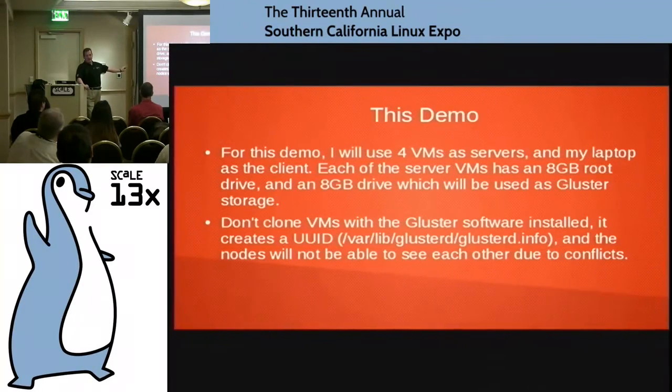Little gotcha. I had forgotten about this when I set the lab up. You can clone VMs, right? Cloning VMs is awesome. Clone the VM before you install the Gluster software, or be aware of the fact that the first time you fire the Gluster software up, it will create a glusterd.info file under /var/lib/glusterd that has a UUID in it. So if you clone the UUID multiple times, like you have a whole bunch of VMs, all of a sudden they all come up and they're all like, no, I'm Fred. No, I'm Fred. No, I'm Fred.